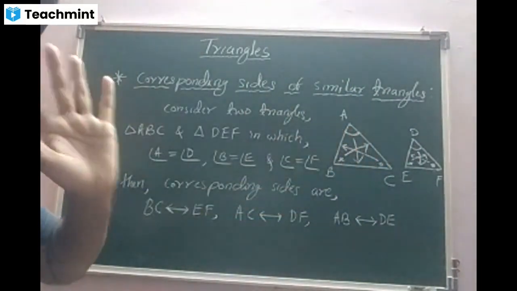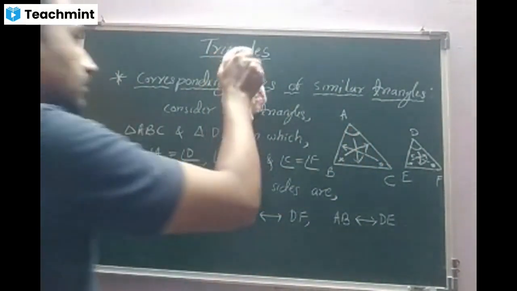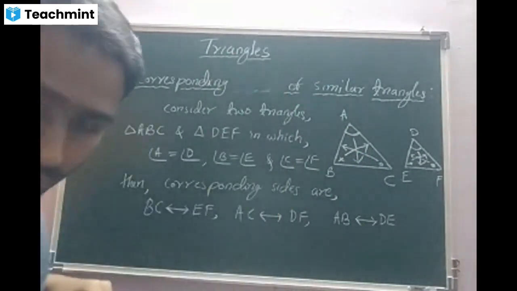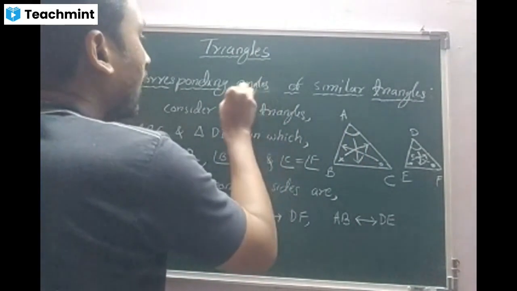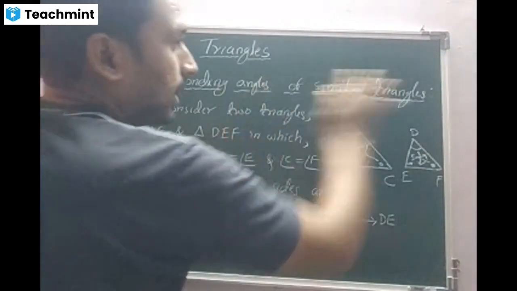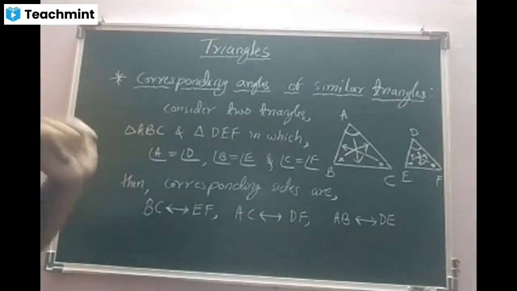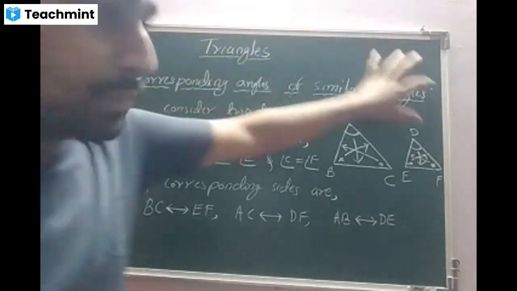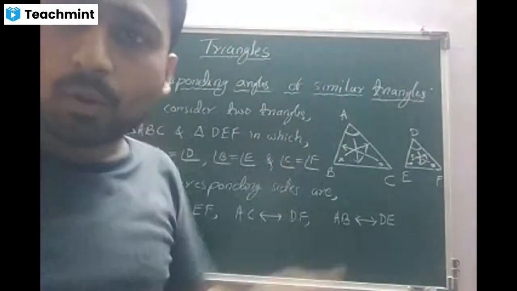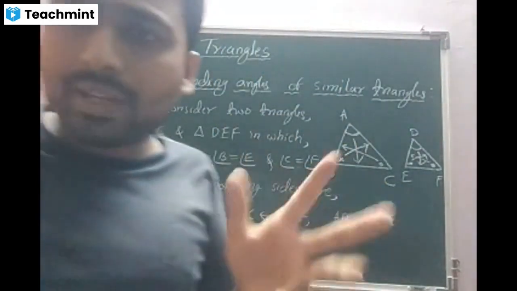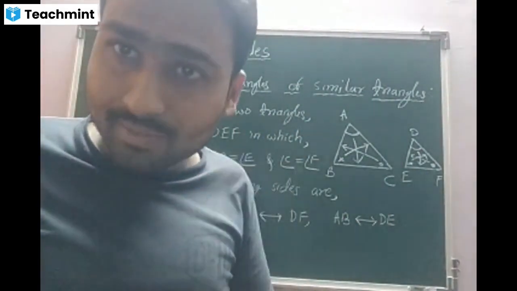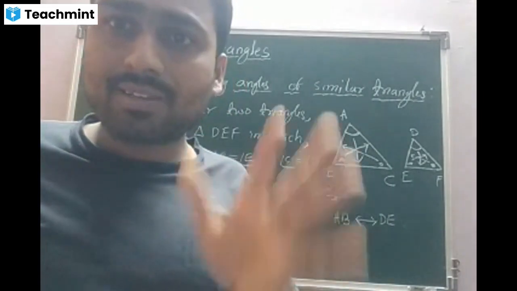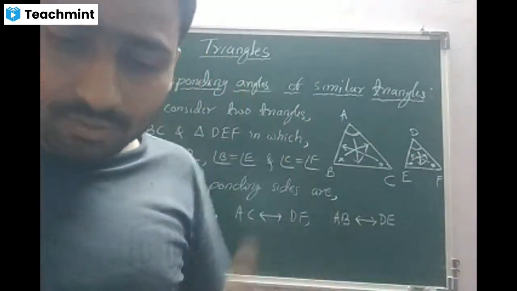Now, write down the side heading: corresponding angles of similar triangles. First, I'll tell you the meaning. Corresponding angles of similar triangles means that while solving problems, you'll get two triangles wherein you will judge the corresponding sides. Depending on the sides, you have to confirm which are the corresponding angles. Is that clear?